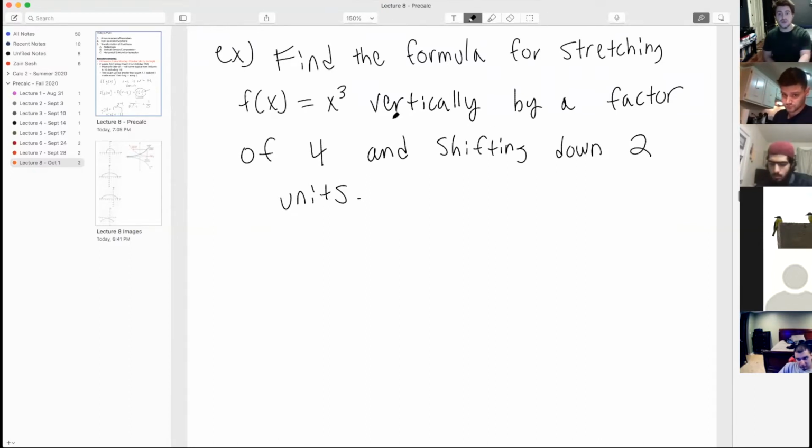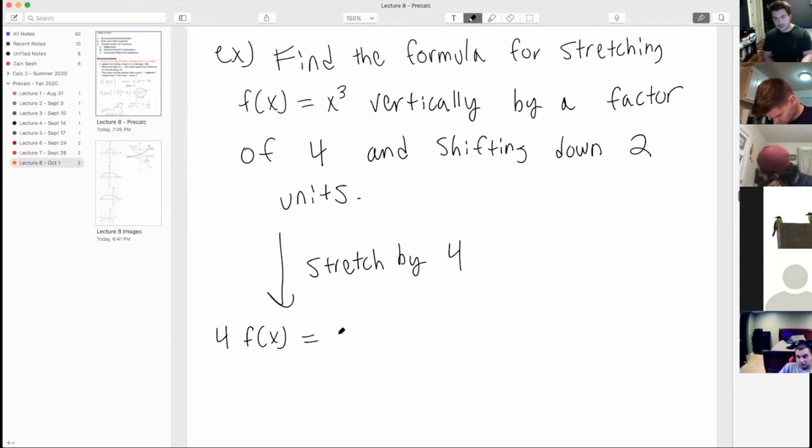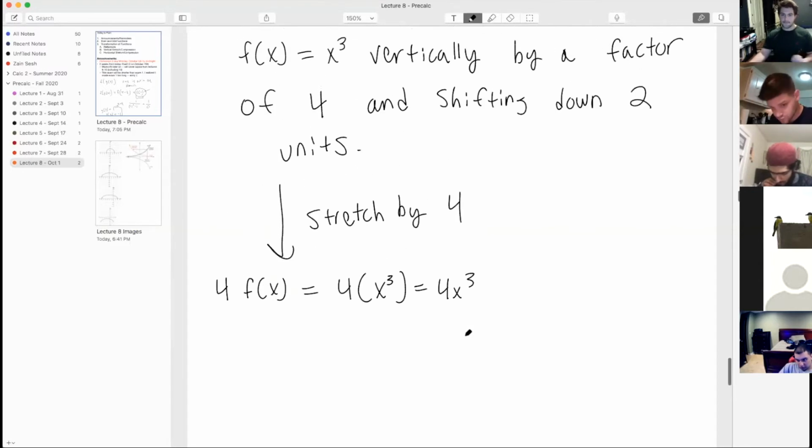So first, let me do the stretching. This will be stretch by 4. So stretching by 4 is just 4 multiplied by f of x, which would be 4 times x cubed, which is just 4x cubed. So that's the algebraic result after stretching by 4. And how about shifting down 2?